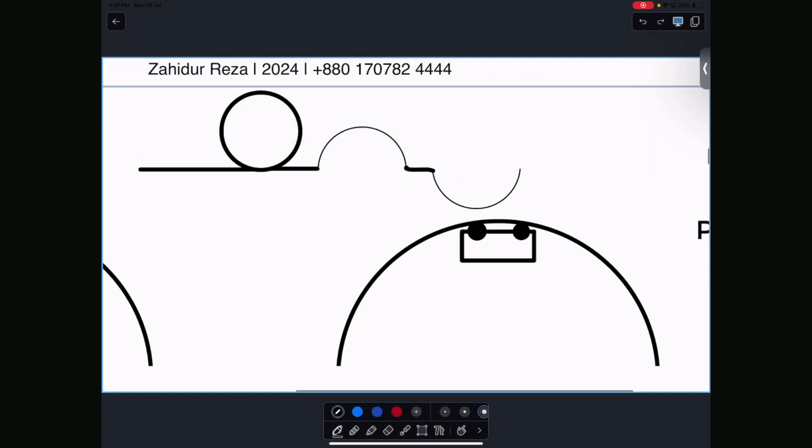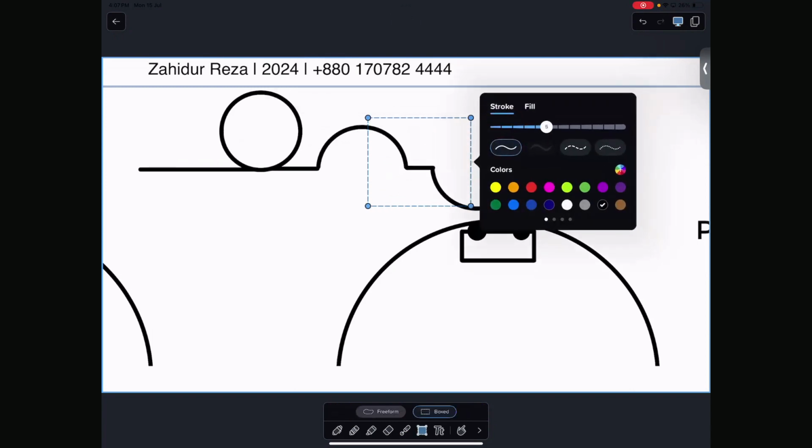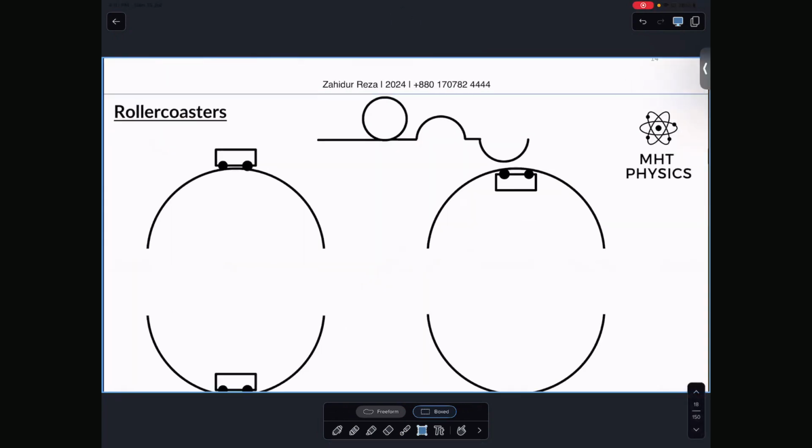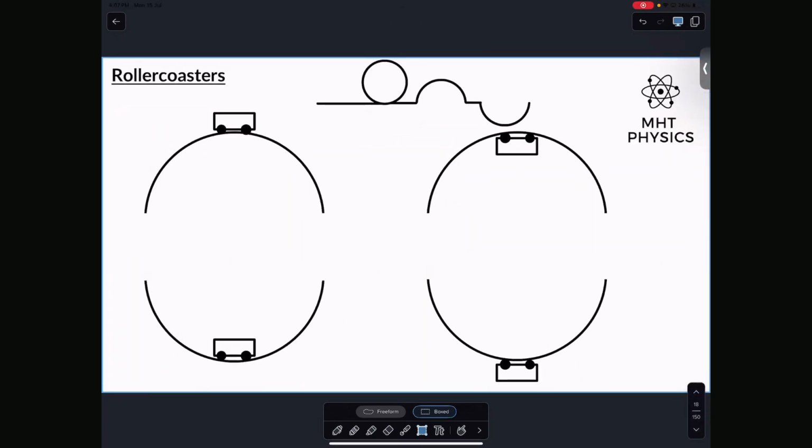Is it possible? Is it not possible? We'll see in a bit, but this is basically the track. Okay, so to clarify, yep, this is the track of our roller coaster. We need to figure out by doing math if circular motion is possible or not. Now I have to clarify something.